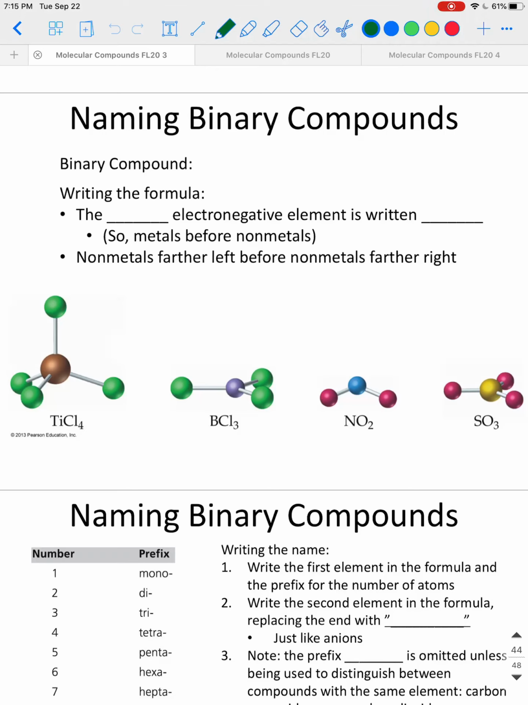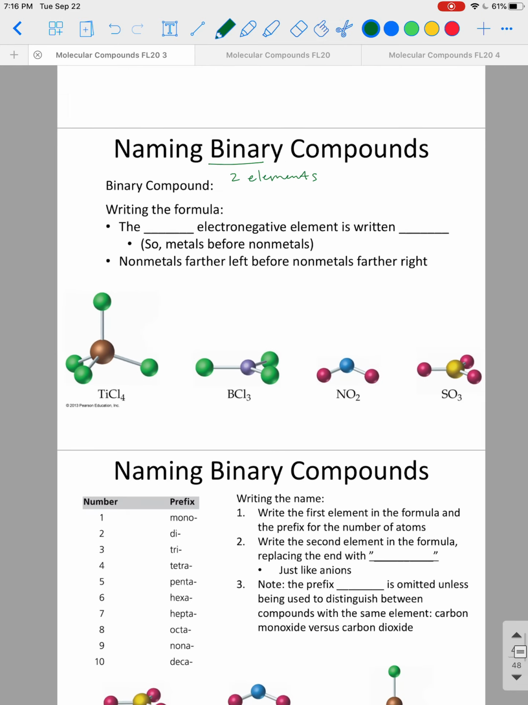Okay, lastly, we are going to talk about how we name binary compounds. First off, what is a binary compound? Well, it is a covalent compound that has two elements in it. Binary just means that there are two and only two elements involved. So you will not be naming compounds with 3 or 4 elements, just compounds with 2 elements. That's what binary is. And they tend to be the covalently bonded compounds.